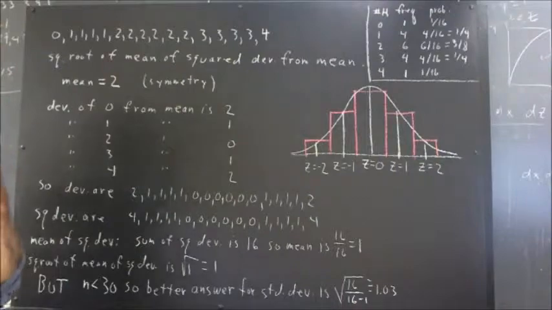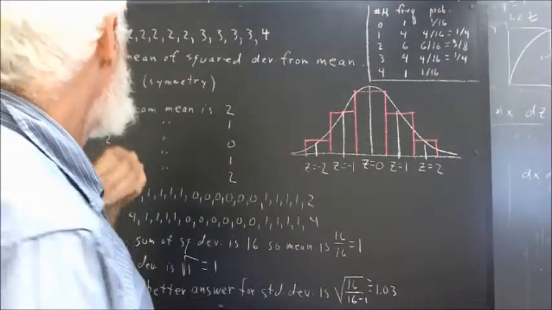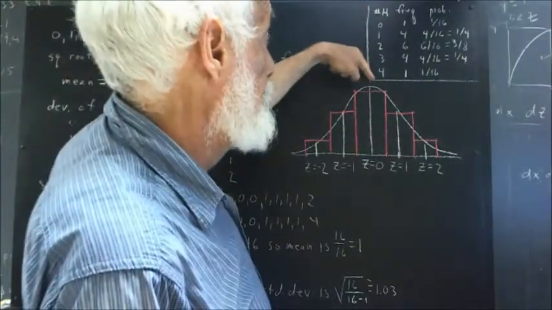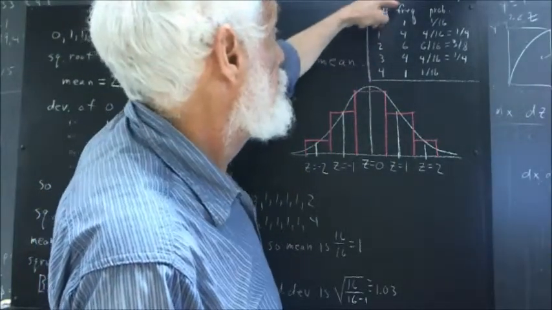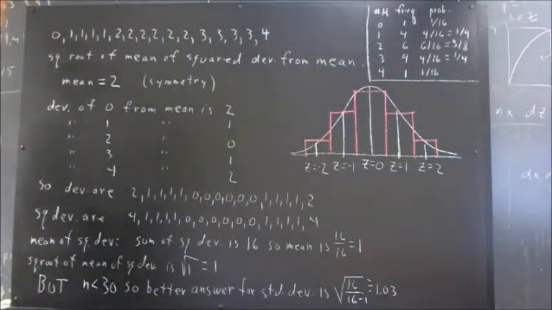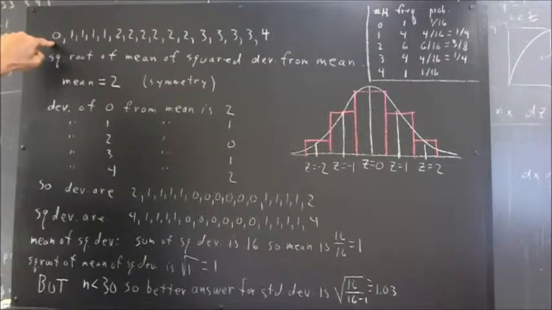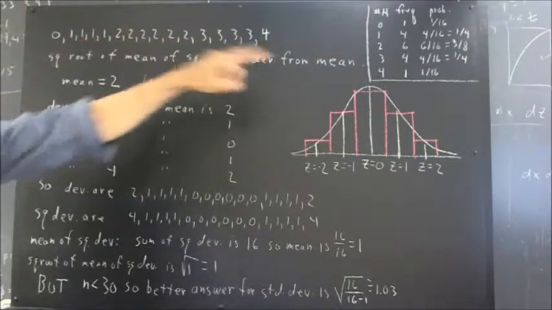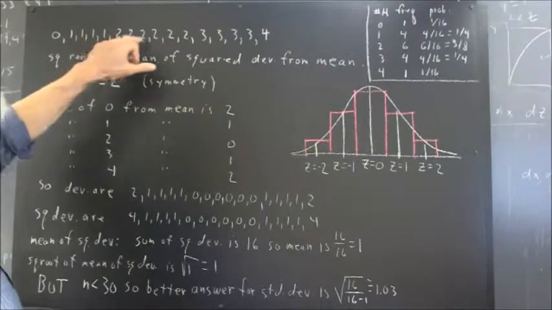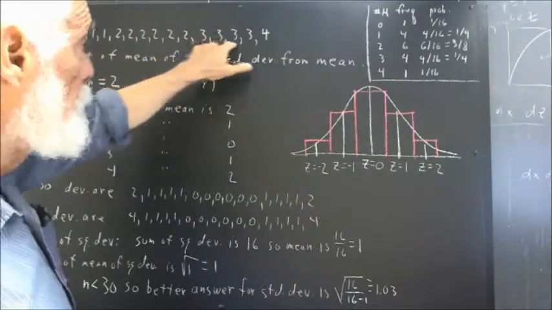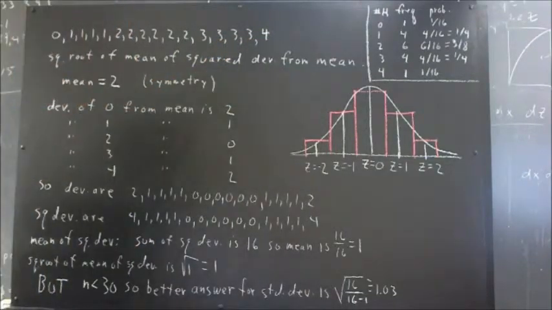Okay, now what we want to know is then what would be the standard deviation of the number of heads that you get if you get the ideal frequencies. So we can do that by saying, okay, well, let's assume we get 0 heads 1 time. We get 1 head 4 times, so we get a 1, a 1, a 1, and a 1. We get 2 heads 6 times, so we get 2, 2, 2, 2, 2, 2. 3 heads 4 times, there they are, and the 4 heads that we get once.